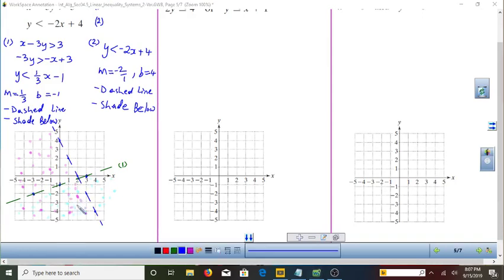So now I'm going to shade where the two regions overlap because it's an intersection. So my solution set are all the points in this shaded region right here. And I'm going to shade it a little darker so that it's very clear what region we're talking about.